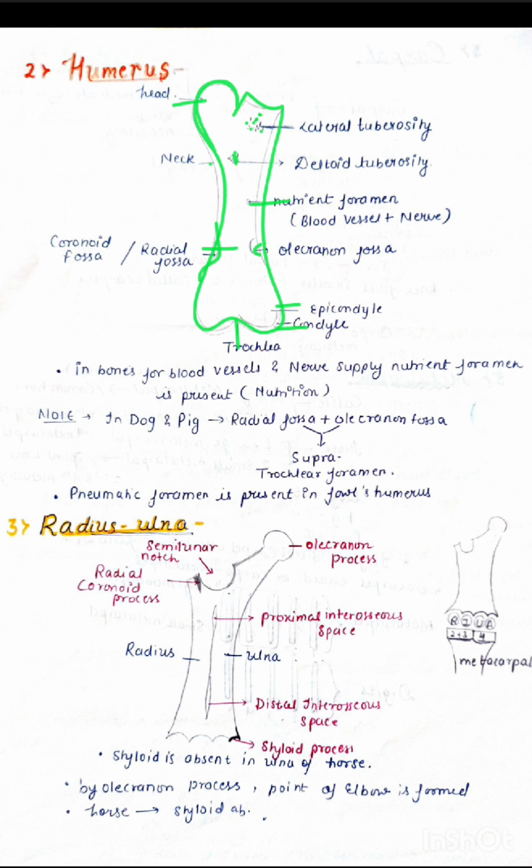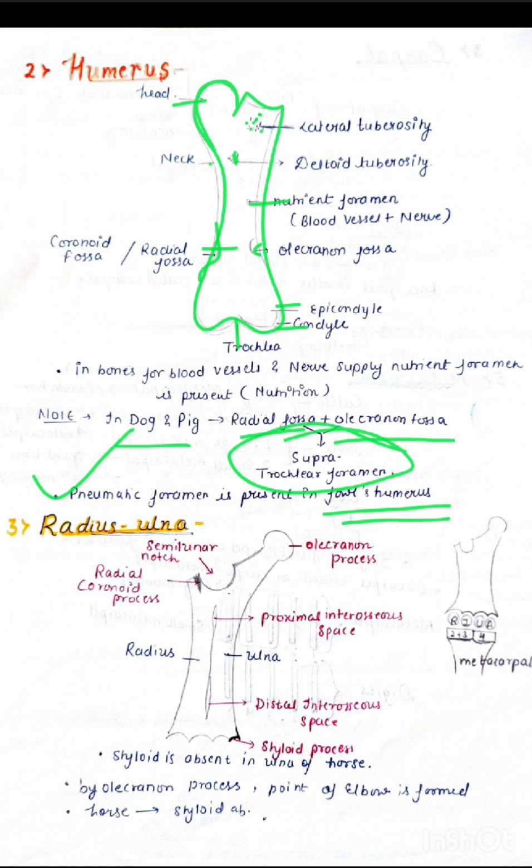Note that in dog and pig, the radial fossa plus olecranon fossa form the supratrochlear fossa. There is also a note that the pneumatic foramen is present in the fowl and the horse. As I said earlier, the air sacs are present in fowl bones, because they need the lightest bones. So the air sacs are present in between them, so they can easily fly. So the pneumatic foramen is present in the fowl humerus.